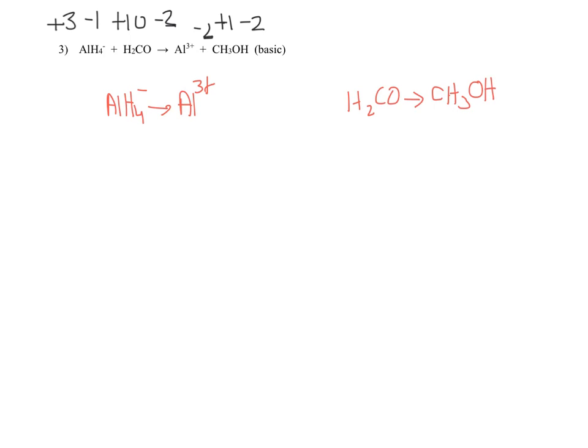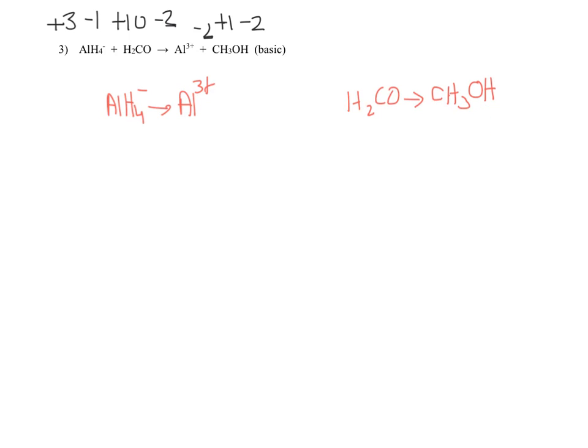Okay, step 3 says balance all atoms that are not oxygen or hydrogen. So we have 1 aluminum, 1 carbon, 1 carbon, so that one's good. Next, step 4, 4a says to balance the oxygens using water. And so no oxygens here. Here we have 1 and 1, so that one's good.